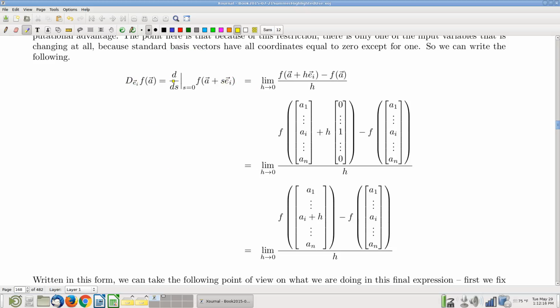Let me write down this derivative. That's how you compute a derivative. Now, specifically, this is a derivative where s is equal to 0. And this is just the definition of a derivative. A derivative is a certain limit. All right, now let's look at that limit.